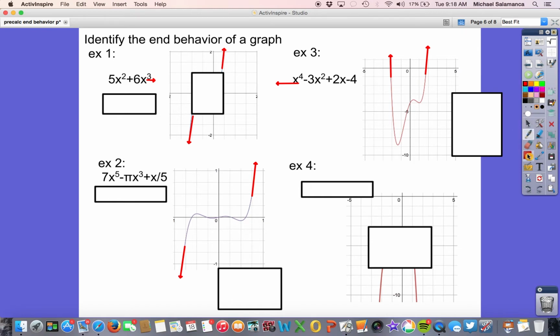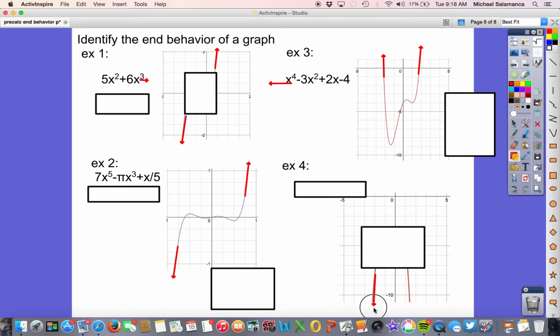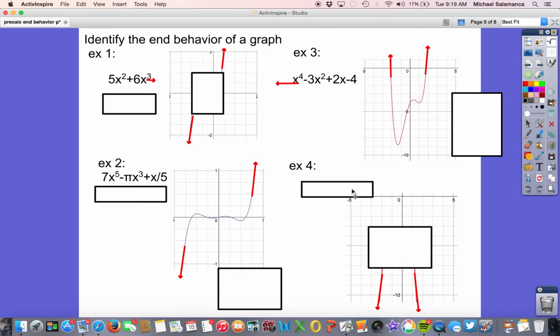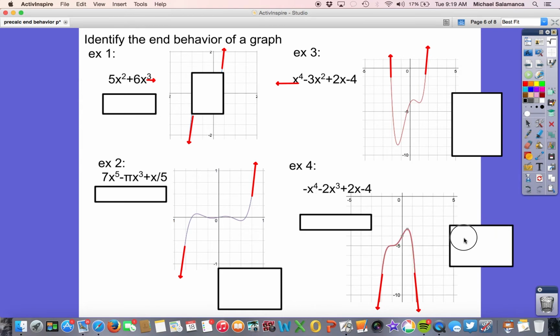If we take a look at example 4, you'll notice both going in the same direction. That means this thing is an even function. Because it's going downward, that means the even exponent is negative. So you have negative x to the 4th because it's going downwards.